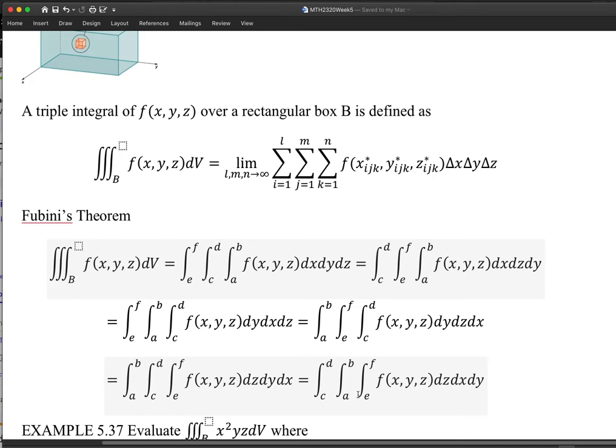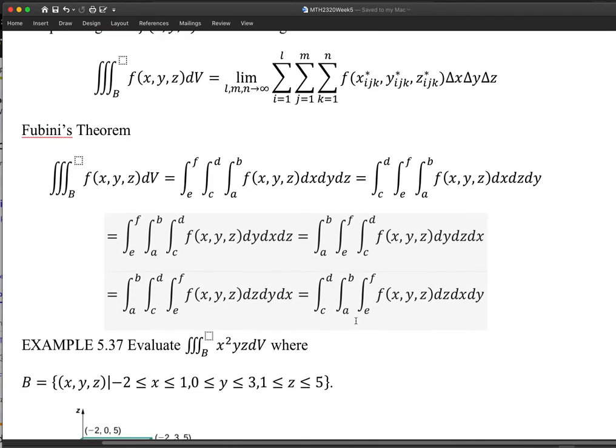It is always in this fashion: if dx goes first, it will match the innermost integral sign, dy matches the middle integral, and dz matches the outer integral. Look at this case: dz is matching the innermost, dy is matching the middle part, and dx is matching the outer integral. So there are six ways.